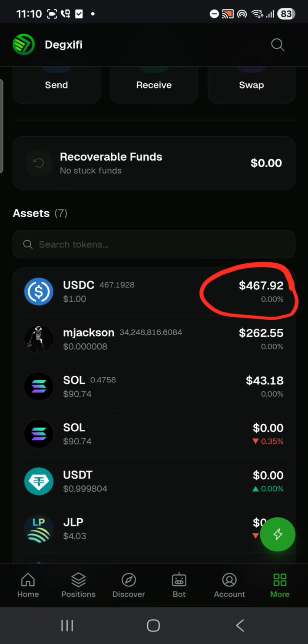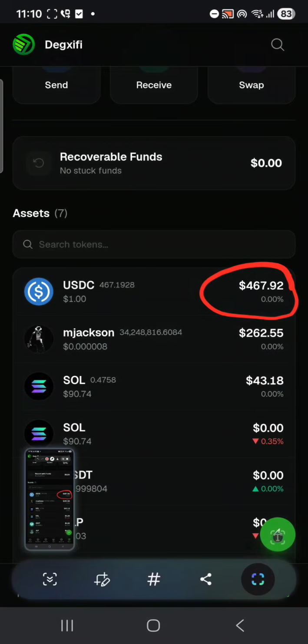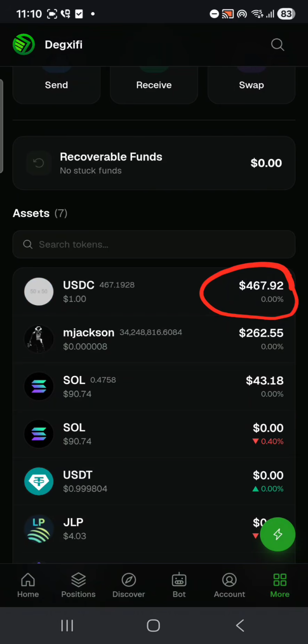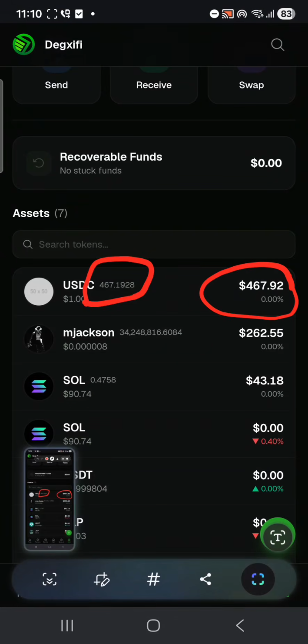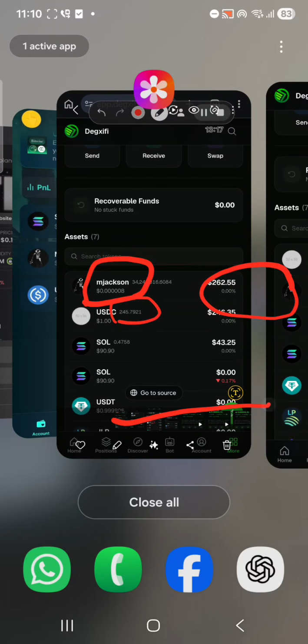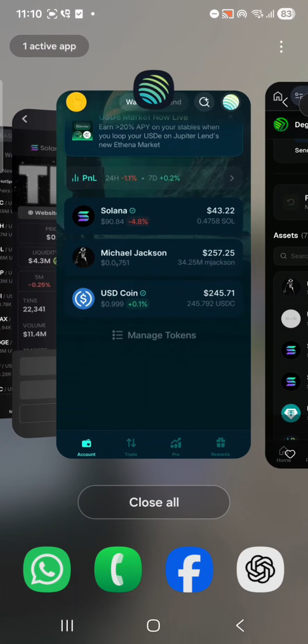So now I am going to do this real time again. Now I'm going to take this screenshot for now. We are going to take this screenshot, which is $467 we have here. Now look at it here too. We have 467 here too. And if I go to my Jupiter, you will see it's the same thing in my Jupiter. Let's go to my Jup.